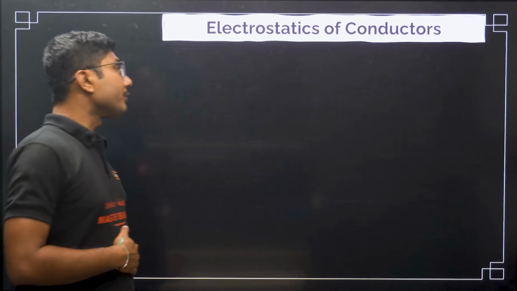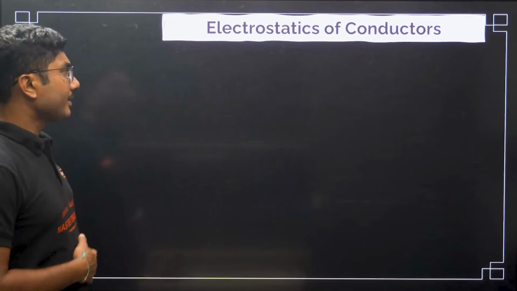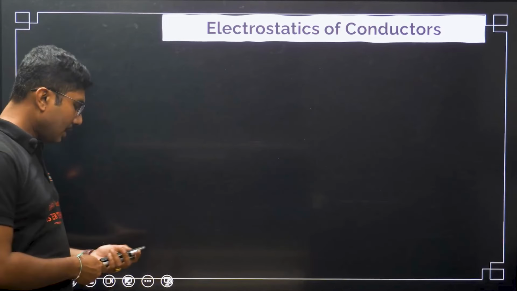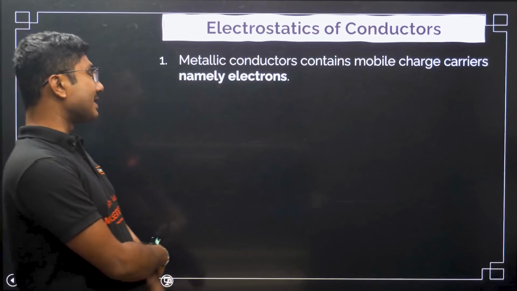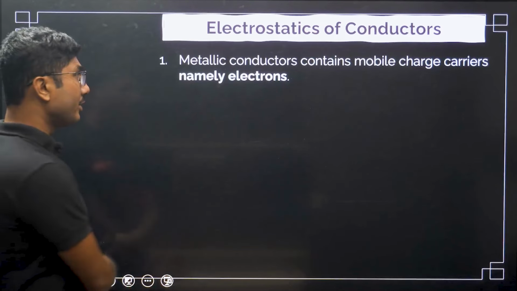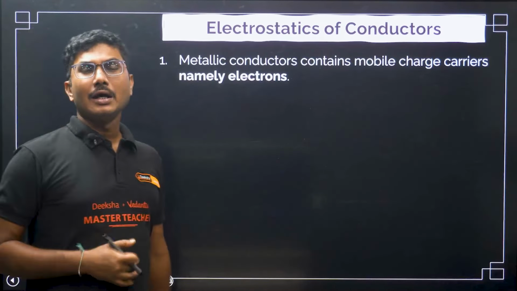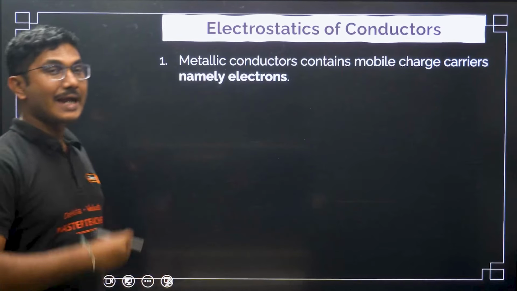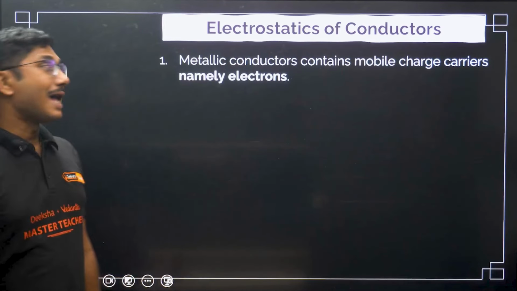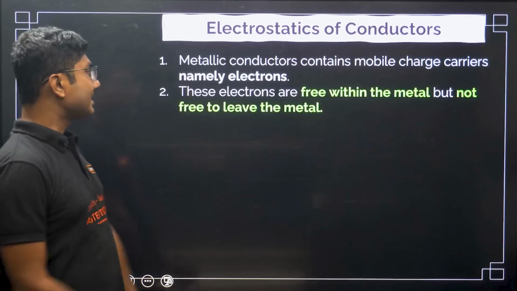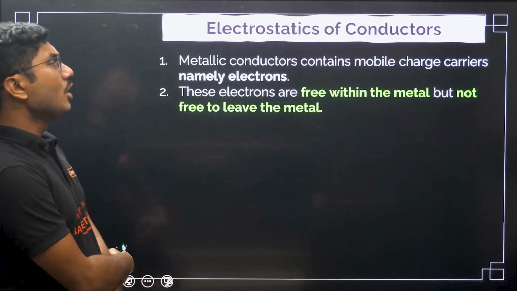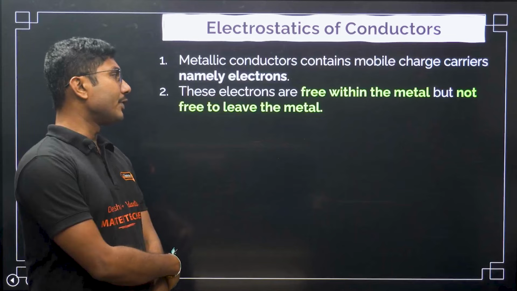Now let us look into the electrostatics of conductors. A few points that you have to remember. Metallic conductors contain mobile charge carriers, namely electrons. You already know that. Any metal contains free charge carriers which can carry charge from one point to another, and they are called electrons.